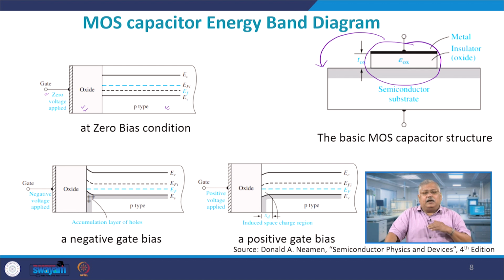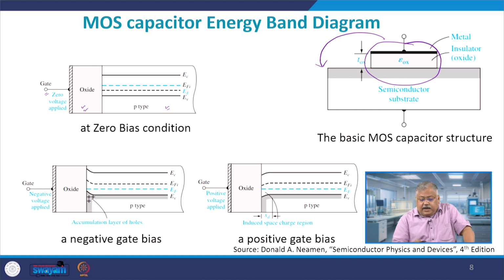If it would have been an n type semiconductor, my Fermi level would have been close to the conduction band. Obviously, the intrinsic Fermi level will be somewhere in the middle of that junction. Now, when you apply a zero gate voltage or a zero bias, there will be no bending of the bands, and that is correct also.